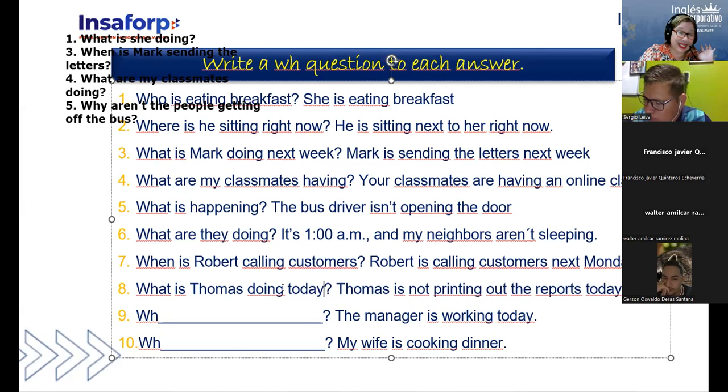Well, I can say what he's not doing, right? But what is he doing? We don't know, but we know that he isn't printing out the reports today. Okay, it's nice. También le podríamos preguntar who is printing, right? Who is printing the reports, printing out the reports today, right? Y así decimos, bueno, sabemos que Tomás no, pero somebody else. We don't know exactly who. Okay, number 9.